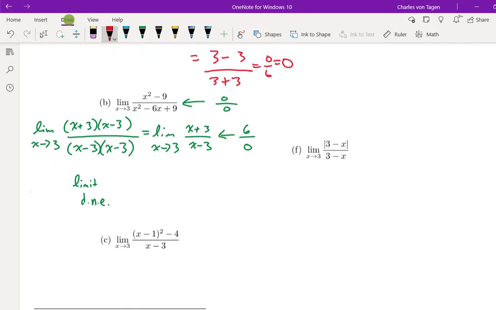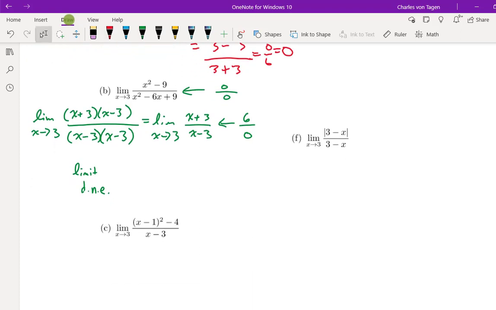Now, if I had asked you to do the limit as x approaches 3 from the right of x plus 3 over x minus 3, what would this limit be? Positive? I want everyone to write down something, talk in your group. What would this limit be? I think a really, really small number. Yeah, but it'd still be positive.